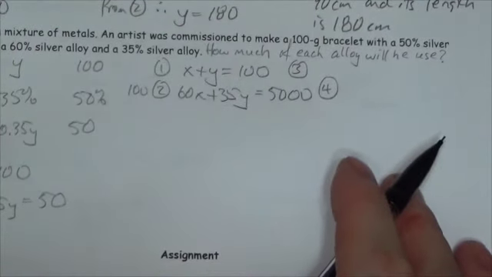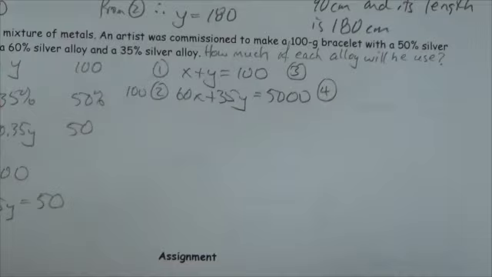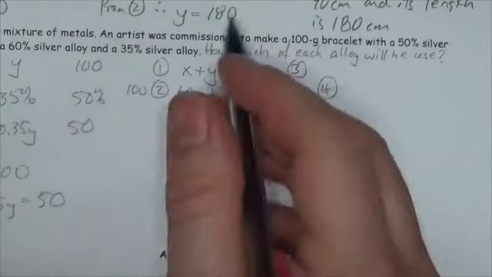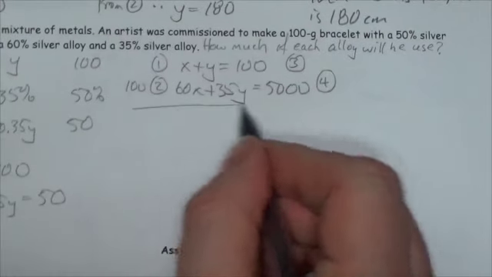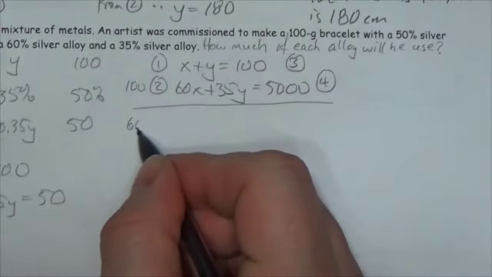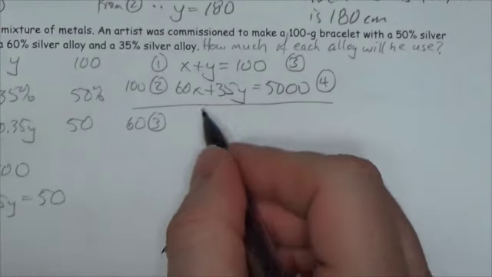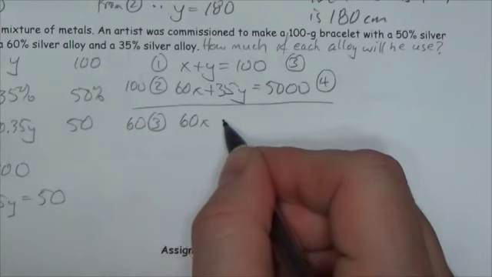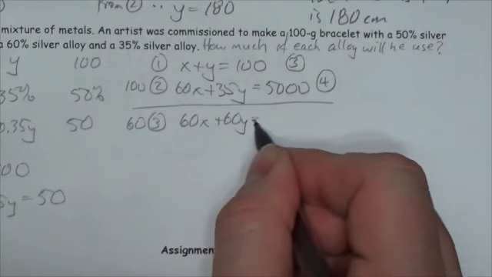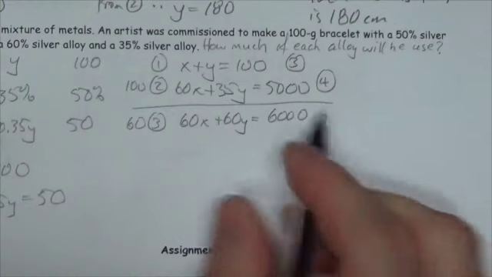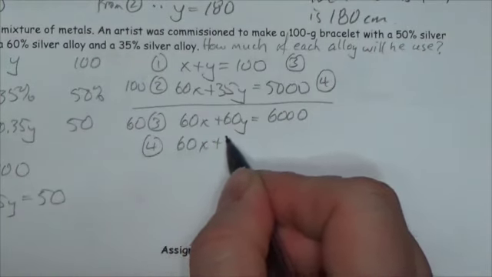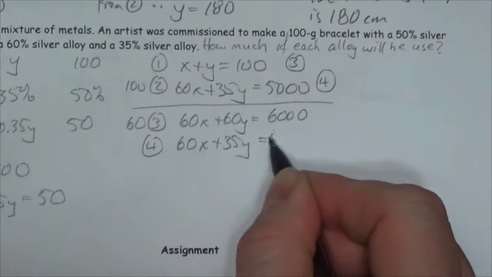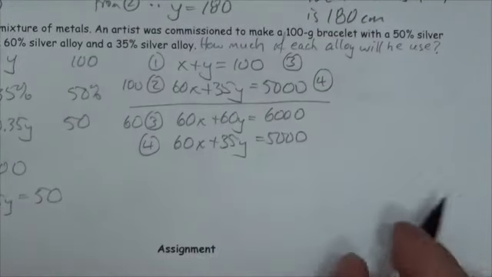So now we just have to pick a variable to get rid of. We've been getting rid of y for the last couple. Let's get rid of x this time. So I'm going to multiply equation 3 by 60. So it'll be 60x plus 60y is going to equal 6,000. And equation 4 is just going to be 60x plus 35y is equal to 5,000.